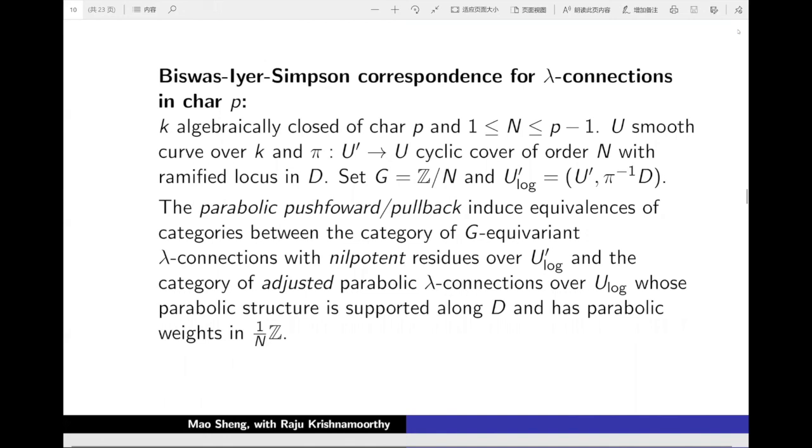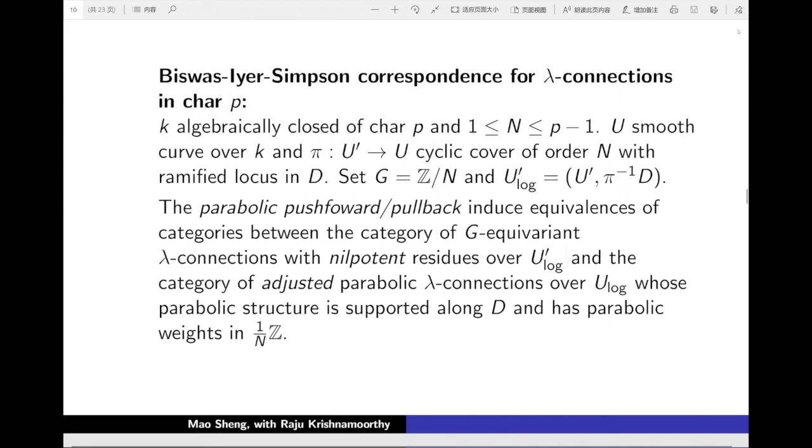So now the parabolic pushforward and the parabolic pullback are defined as in their work. Biswas gives a formula for this parabolic pushforward. It is a kind of generalization of Galois descent, a twisted version, and you have this pullback. So you can define it. The two operations induce equivalent categories between the category of G-equivariant lambda connections with nilpotent residues along D upstairs, and the category of adjusted parabolic lambda connections downstairs, with the parabolic structures supported along D and parabolic weights in this range.